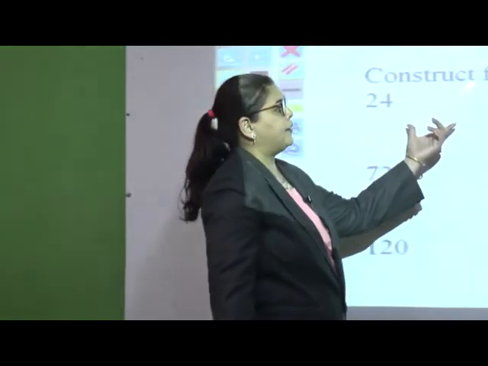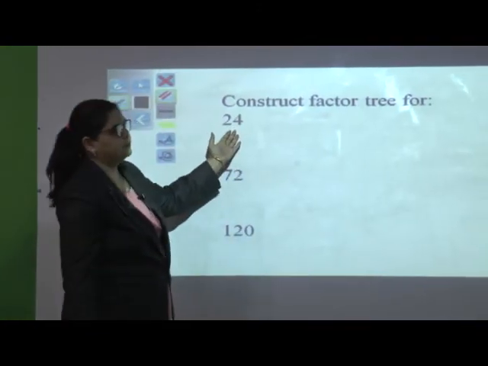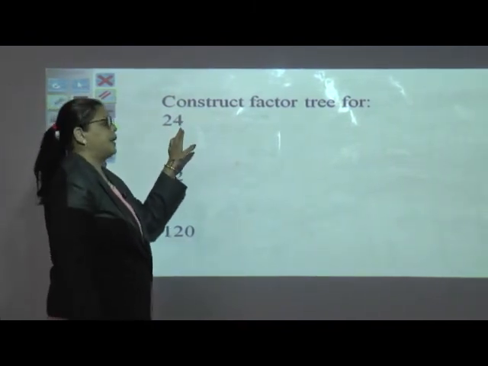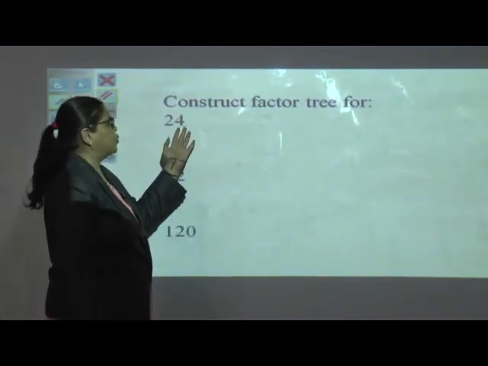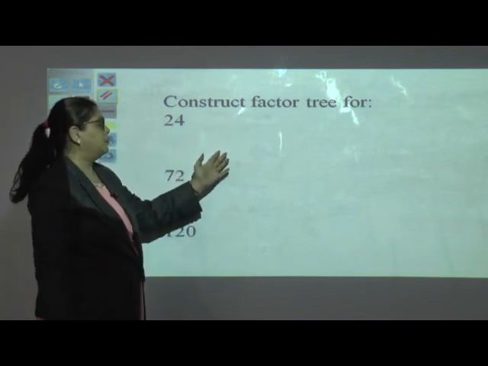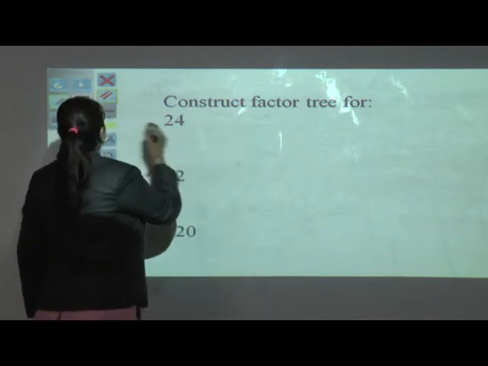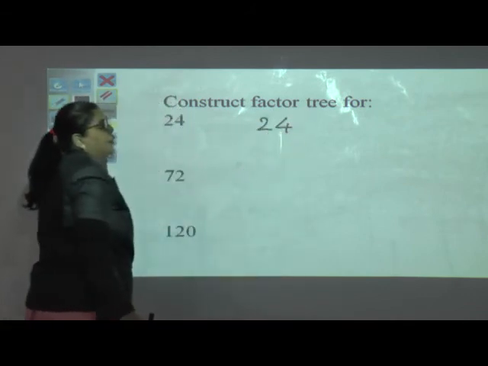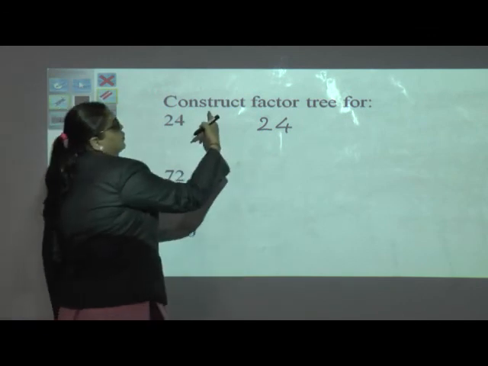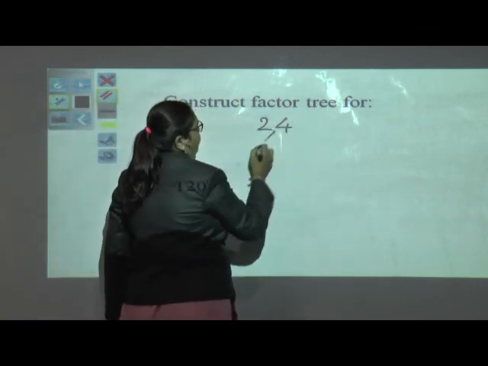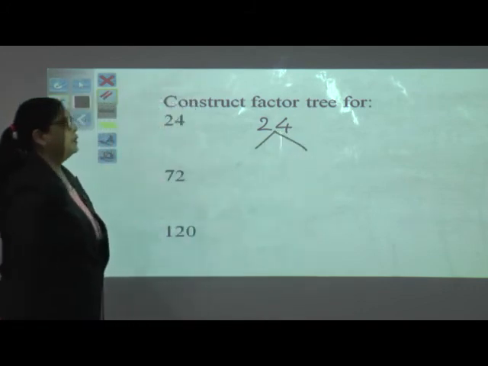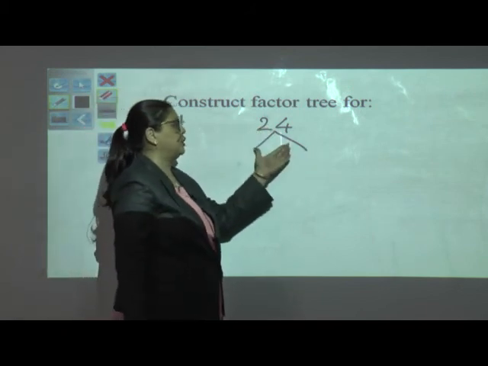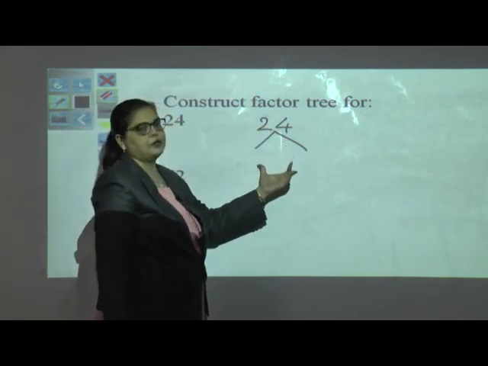Construct a factor tree for 24. Already in the previous class I had told you, when there is an even number in the ones place, it is divisible by 2. So it will be easier to find the factors of this. So one by one we will start. Suppose it is 24, we are taking an example. The name itself says tree, we have to make a factor tree. My dear students, when you are writing it, it should be somewhat apart from each other, so it will be easy to write the factors of it.